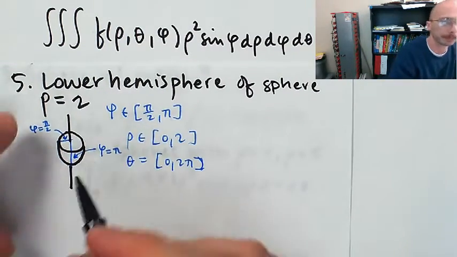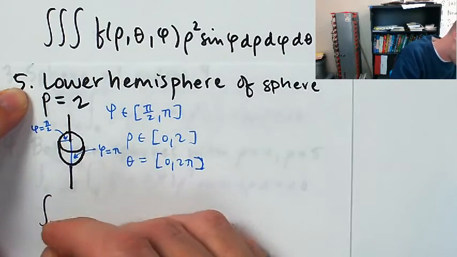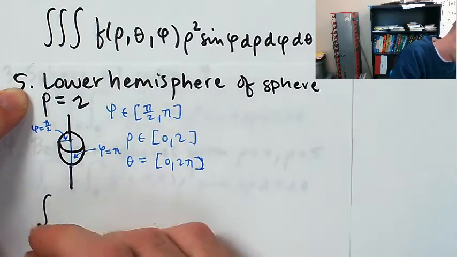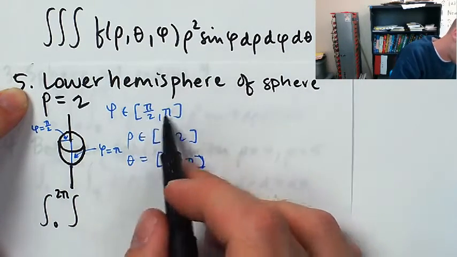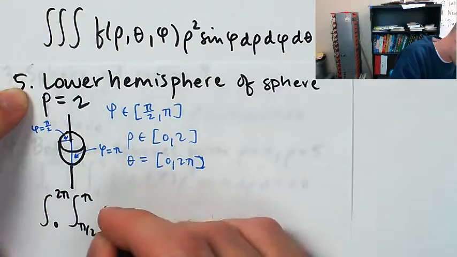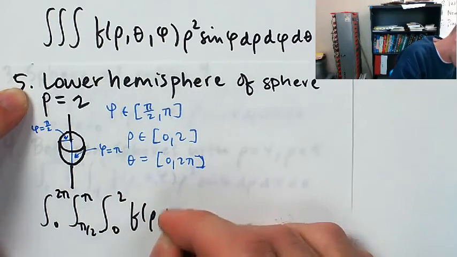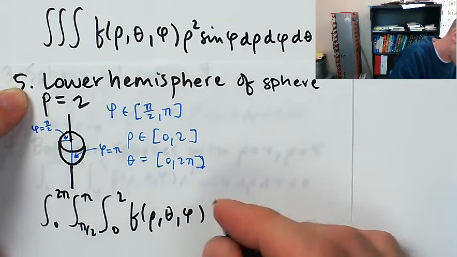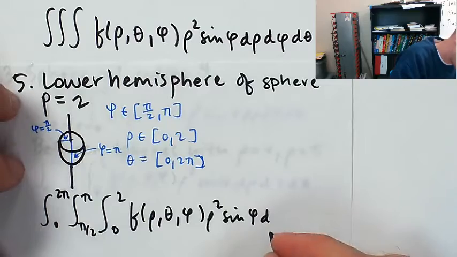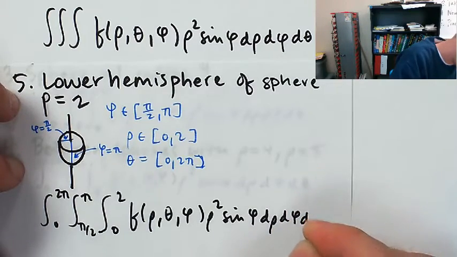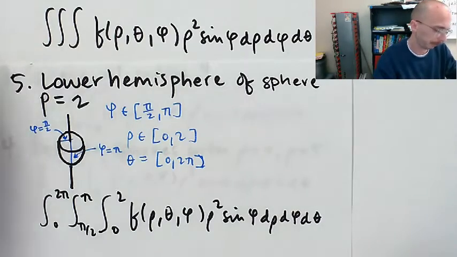I'm just going to fill this in. These are all just numbers, so the lower hemisphere would be theta 0 to 2 pi, phi pi over 2 to pi, rho 0 to 2. F of rho, theta, phi, rho squared sine of phi, d rho d phi d theta. And yeah, that was all of those.